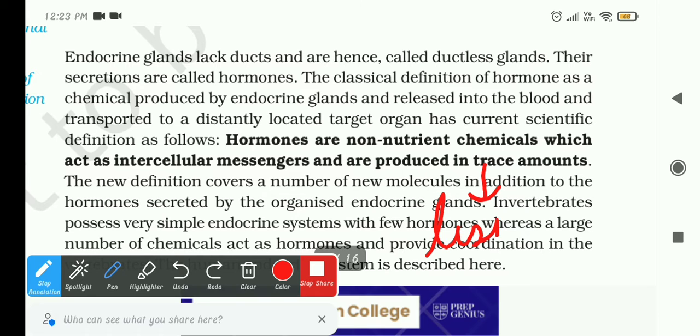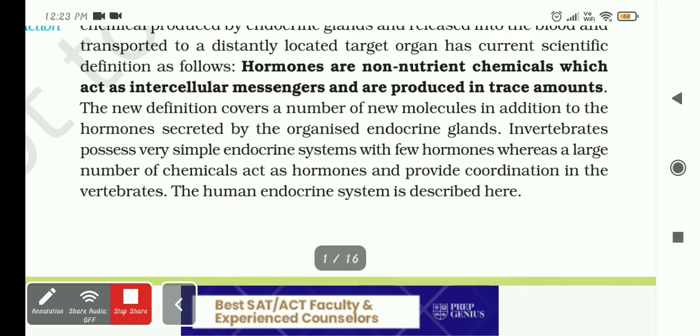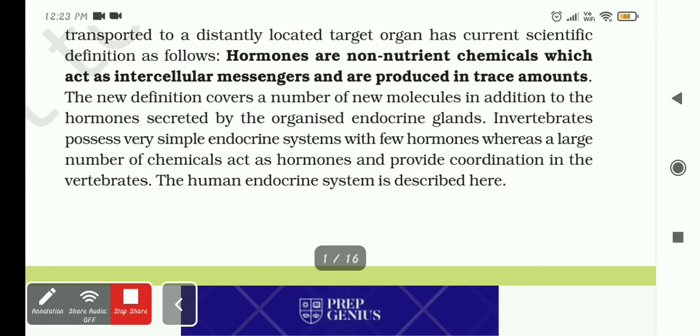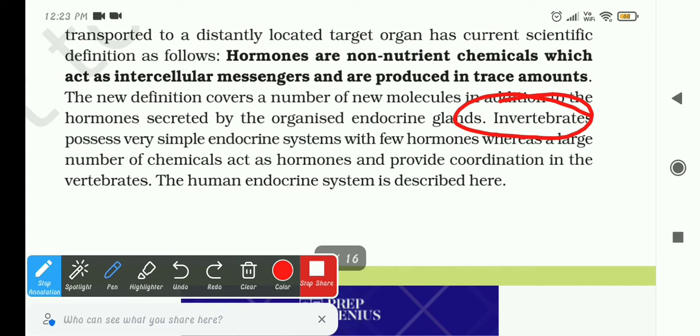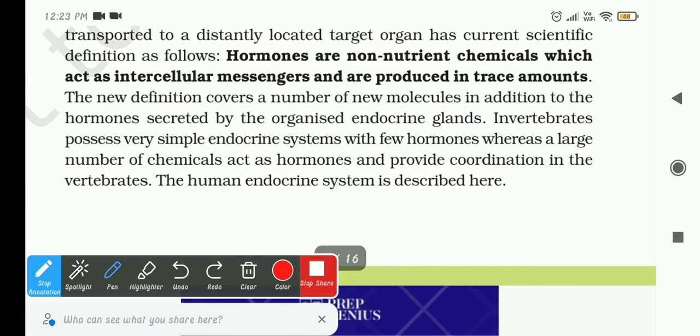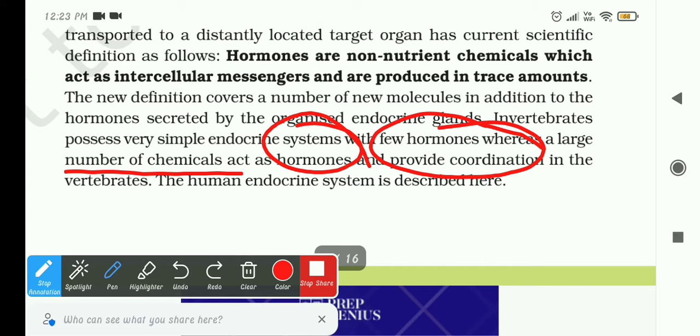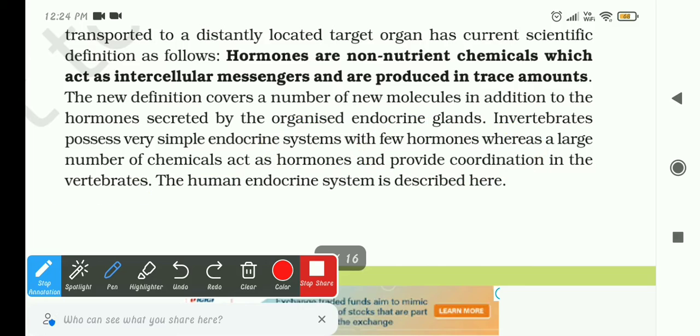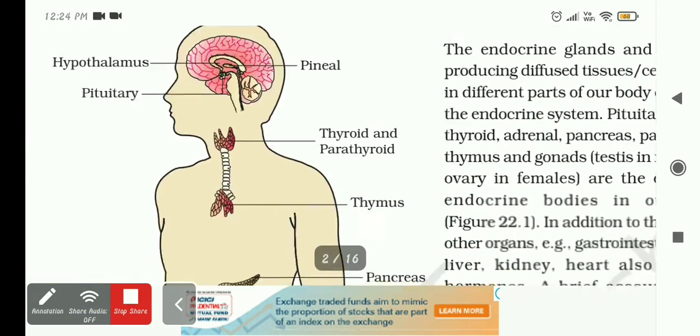So this is the classical definition of hormones. Invertebrates possess a very simple endocrine system, because they are invertebrates, so they will have the simplest endocrine system. But vertebrates are provided with a large number of chemicals, and these chemicals act as hormones. So they actually provide the coordination in vertebrates.